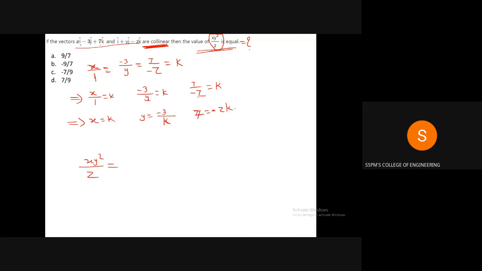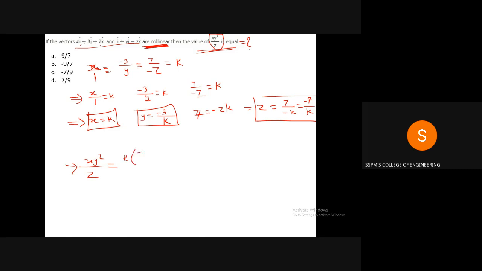But instead of this, we can write z is equal to what? 7 divided by minus k, or minus 7 divided by k. If you put all these values, this is the value of z, this is the value of y, and this is the value of x, in this term. So we have x is equal to k.